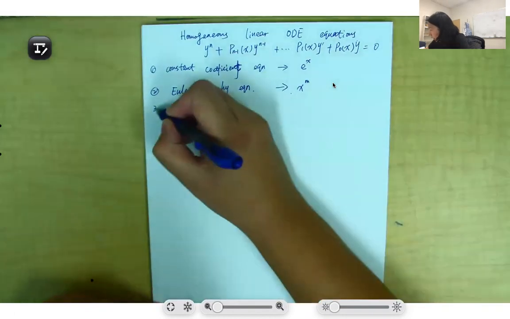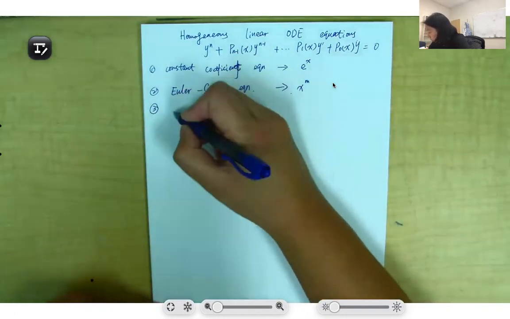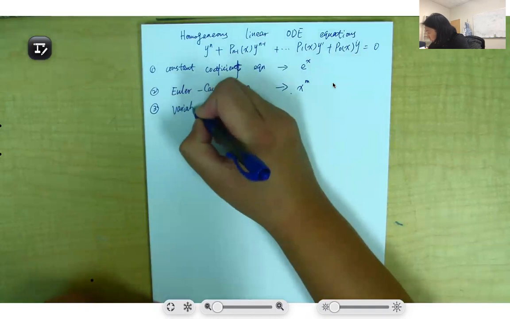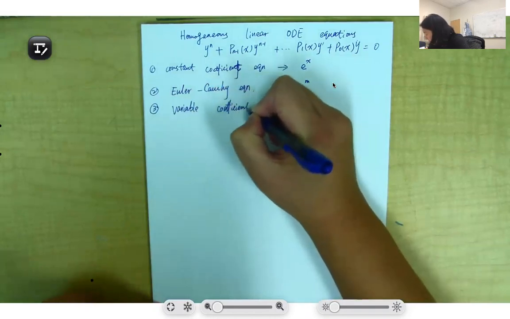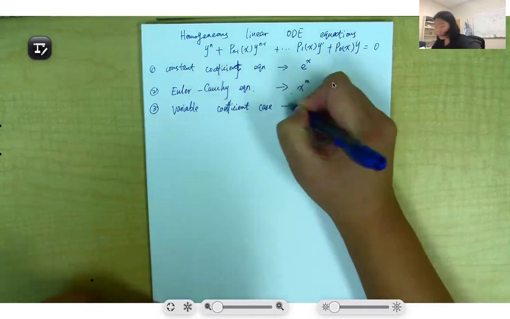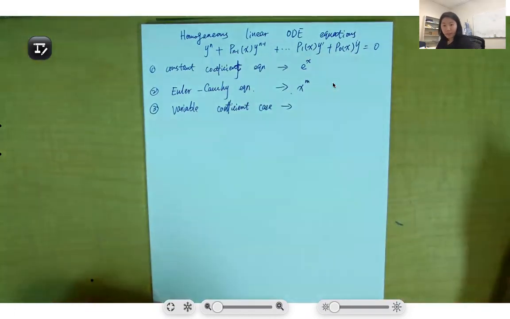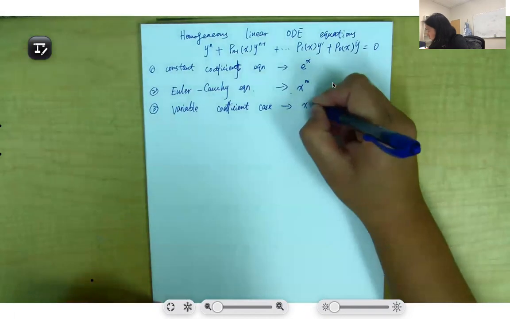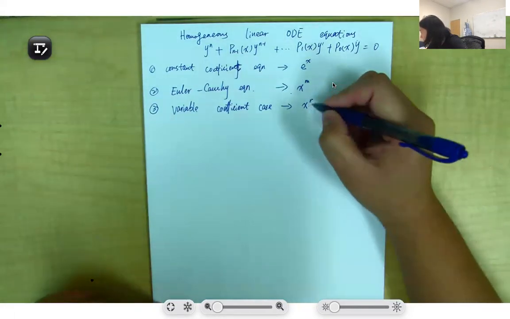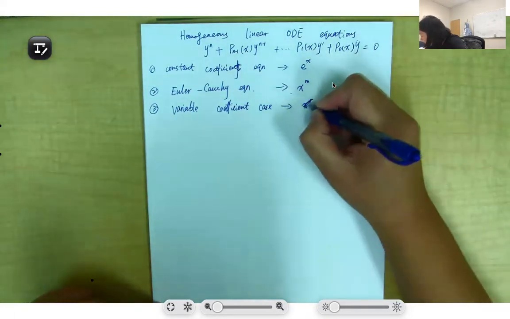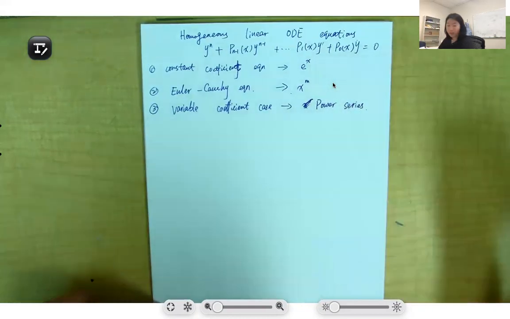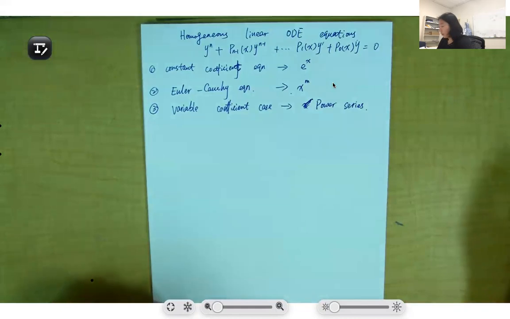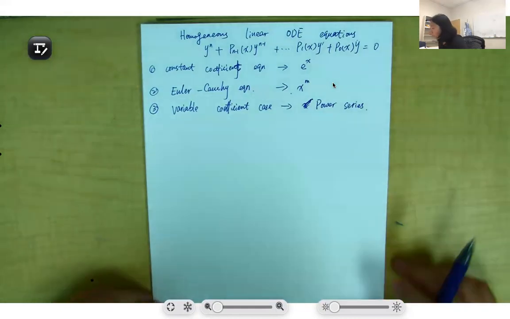There is another one, called the variable coefficient case. And we will introduce later that for this case the solution is a power series. And we will talk in more detail regarding this type in the power series lectures.